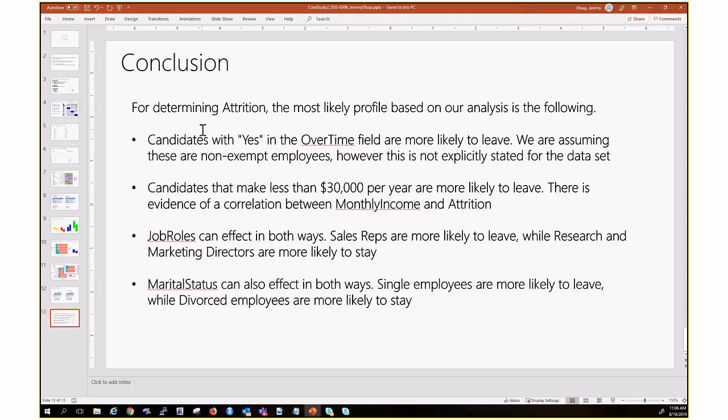And we also noticed a relationship in marital status. Single employees are more likely to leave, while divorced employees are more likely to stay.